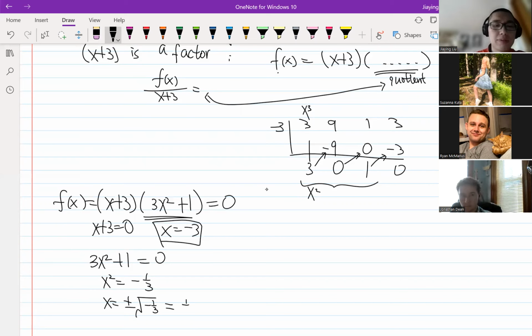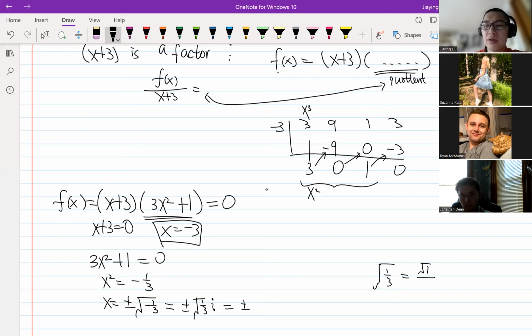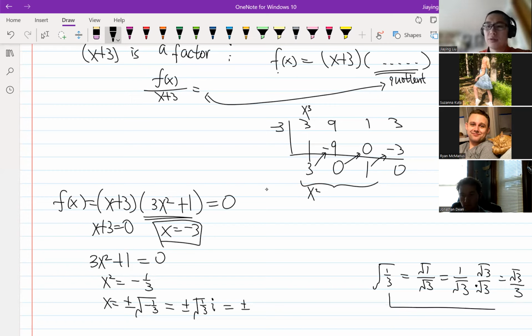So this is going to be plus minus square root of 1/3 i. You can write this as plus minus square root of 1/3. That's going to be square root of 1 over square root of 3, which is 1 over square root of 3. But we don't like to keep square roots in the denominator, so we multiply the numerator and denominator by square root of 3, and we get square root of 3 over 3. So those are equivalent.